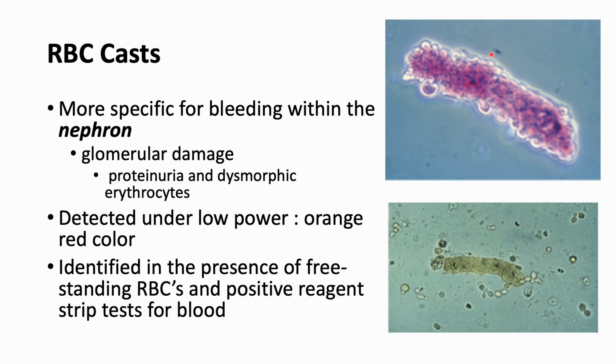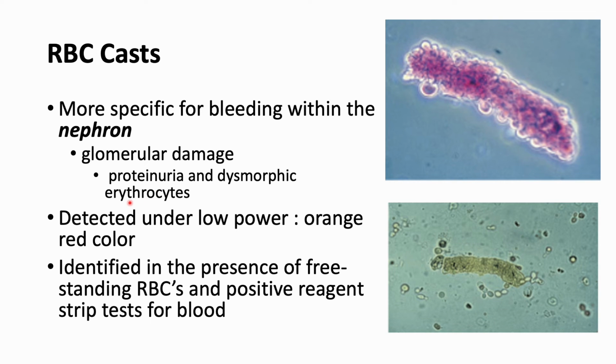RBC finding in the urine can be indicative of bleeding from an area within or along the genitourinary tract. RBC casts, however, are more specific for bleeding within the nephron and signify glomerular damage, as it allows passage of cells through the glomerular basement membrane, damaging the nephron capillary structure. This is seen together with proteinuria and the presence of dysmorphic erythrocytes.